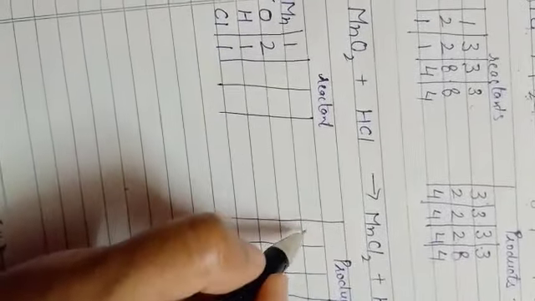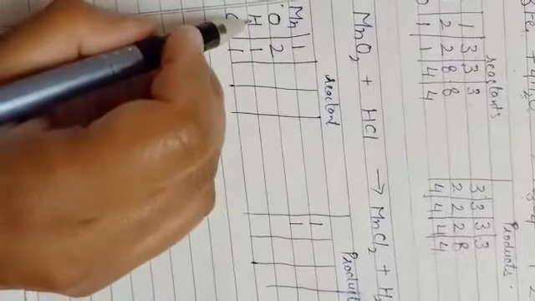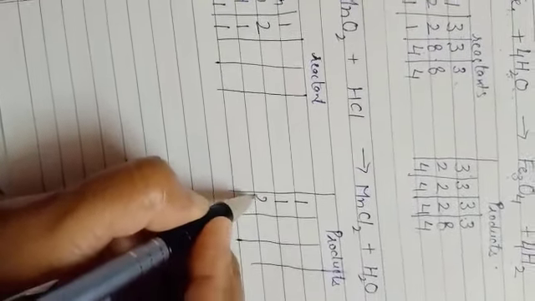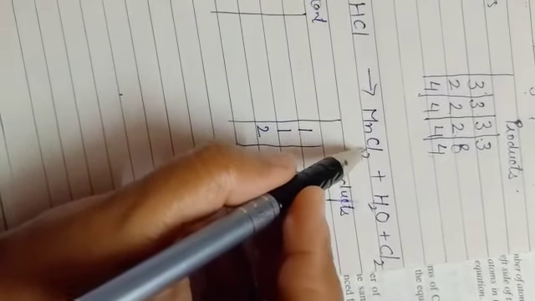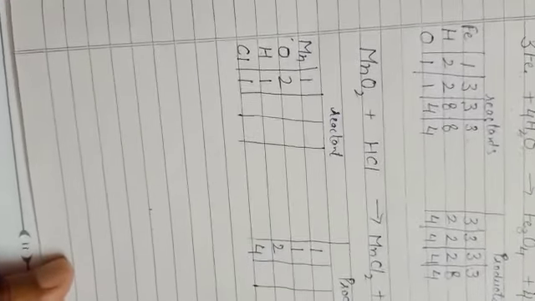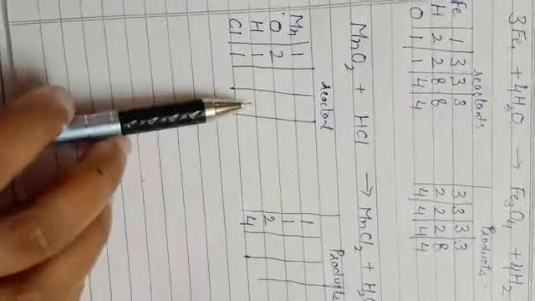And on product side, 1 atom of manganese, there is 1 atom of oxygen. Now let's count the number of atoms of hydrogen. There are 2 atoms of hydrogen, and lastly, the number of atoms of chlorine. There is 2 plus 2, 4 atoms of chlorine. So in this, manganese is balanced.